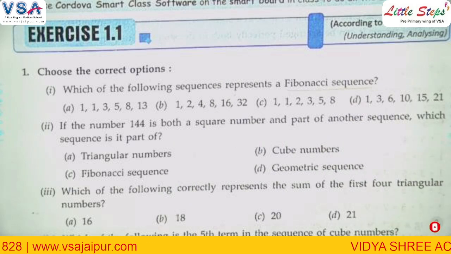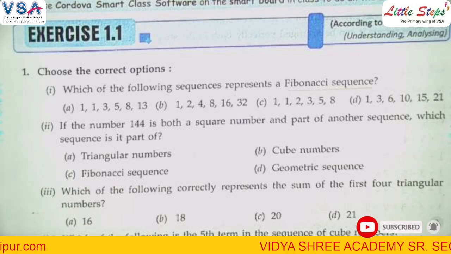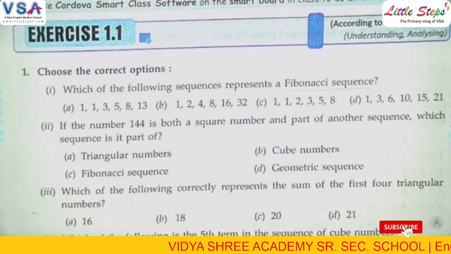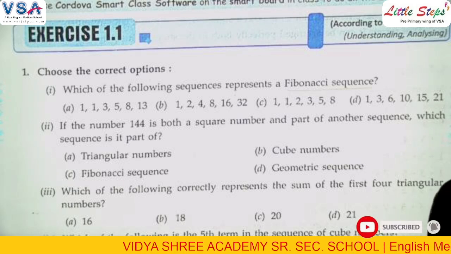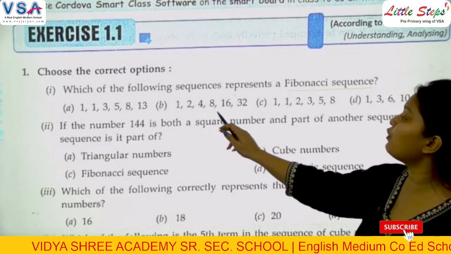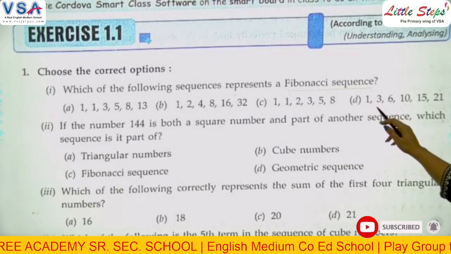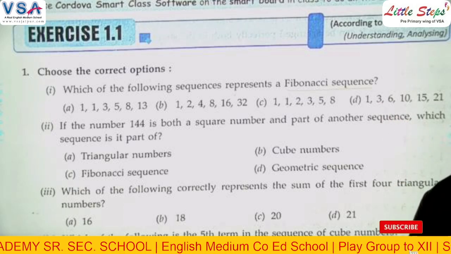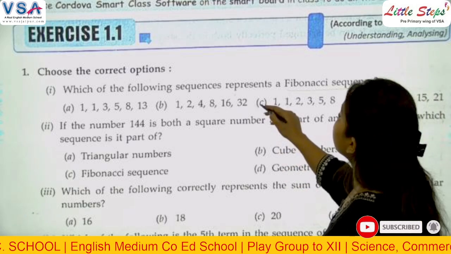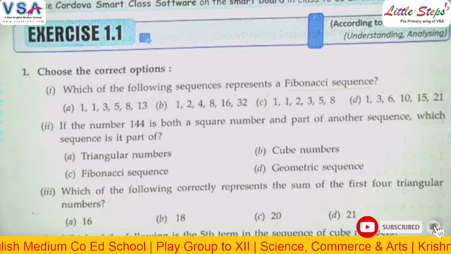No, not that. You are wrong. Sit down. Tell me which is the Fibonacci sequence? 1 1 3 5 8, or 1 2 4 8 16 32, or 1 1 2 3 5 8, or the last one, 1 3 6 10 15. Okay, so you are saying option number C represents the Fibonacci sequence. Okay, sit. Let us check this. Is it correct or not?